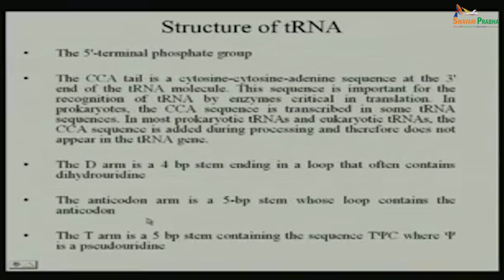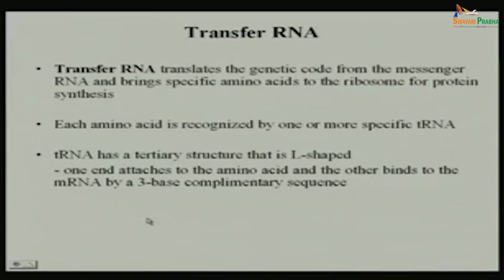Now, coming to the tRNA. Transfer RNA translates the genetic code from the messenger RNA and brings specific amino acids to the ribosome for protein synthesis. Each amino acid is recognized by one or more specific tRNAs. tRNA has a tertiary structure that is L-shaped.